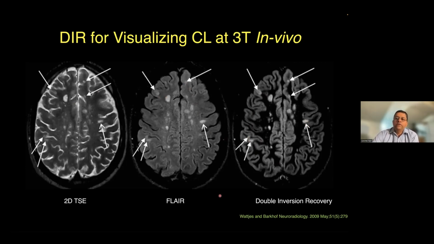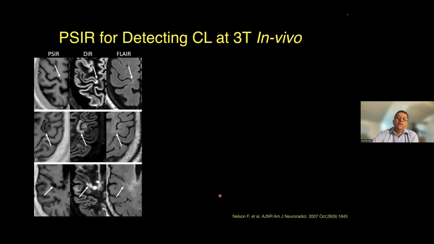So that's one way to do it. The other technique that was proposed is called the phase-sensitive inversion recovery. So in this case, you can see the lesion is dark. Here's a lesion right here that is totally missed on the routine FLAIR image. You can see it on the double inversion recovery sequence, right?